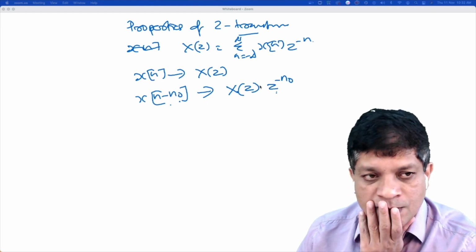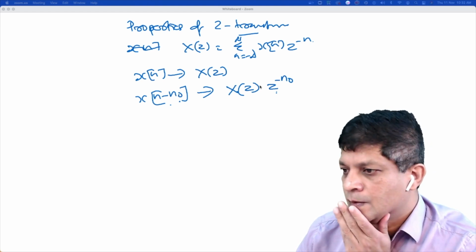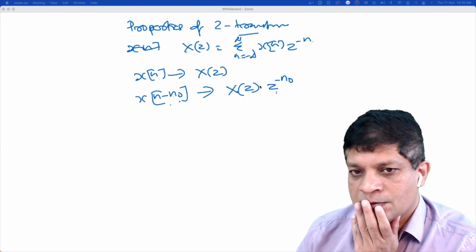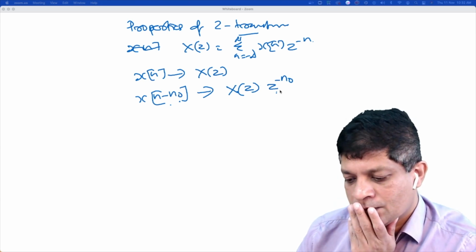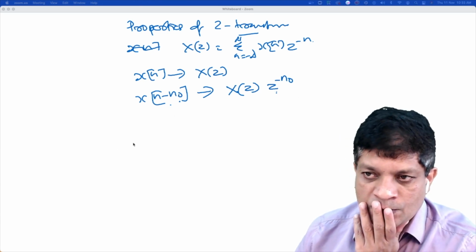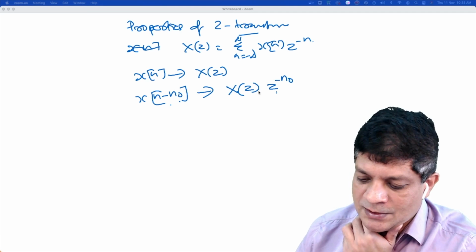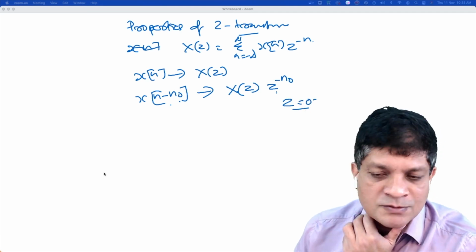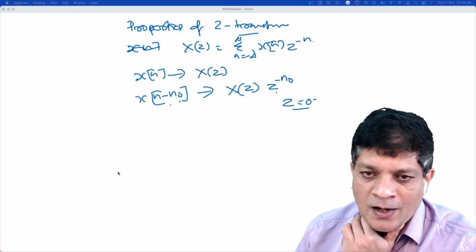Does it introduce any new pole? Yes, sir. Where? Z equals 0. So the only possibility is that z equals 0. This may be, and it is not guaranteed.